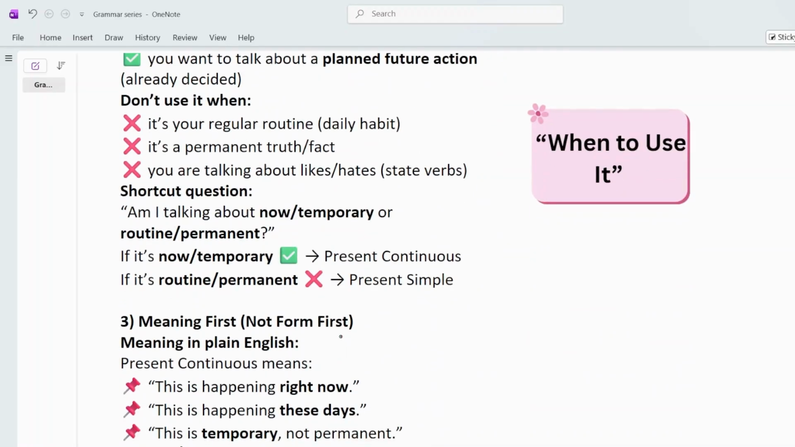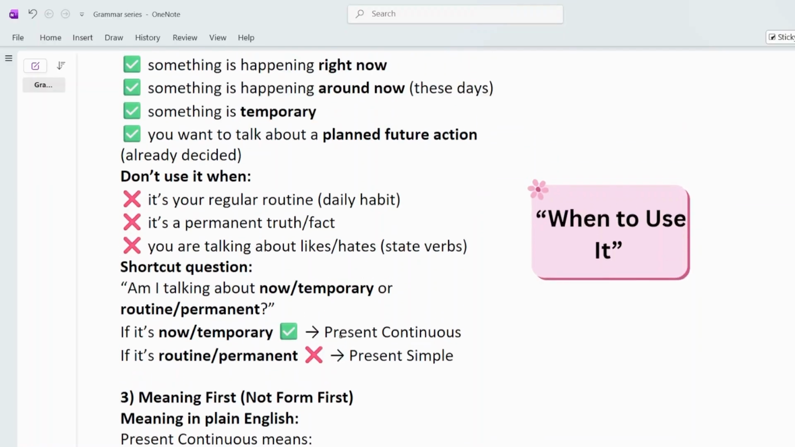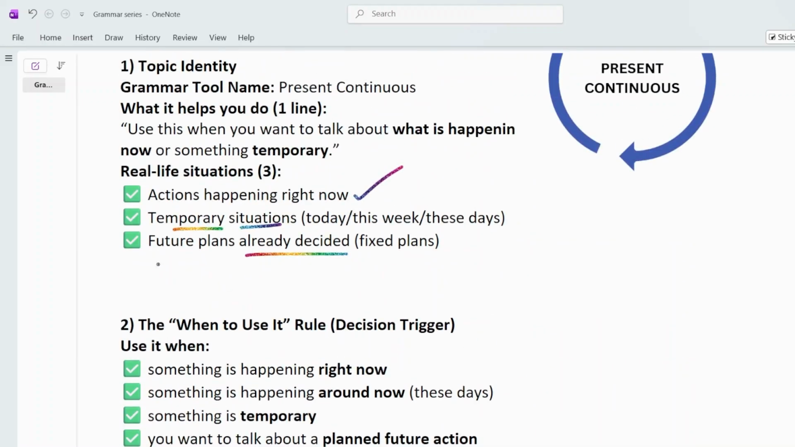He is learning driving these days. Now, future plans, according to this third point. Future plans already decided. You also can use present continuous to talk about your future plans. However, they must be already decided. And how do the sentences go? It's like, I'm meeting my friend tomorrow. We are traveling. See, travel is a verb, but there is an ing form there. So, we are traveling this weekend.